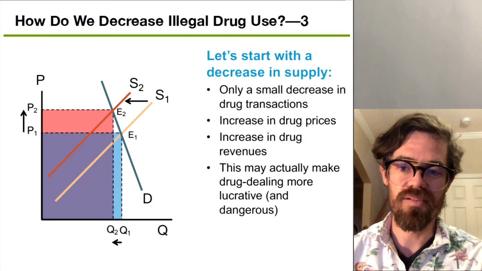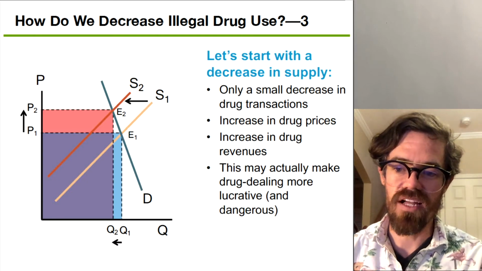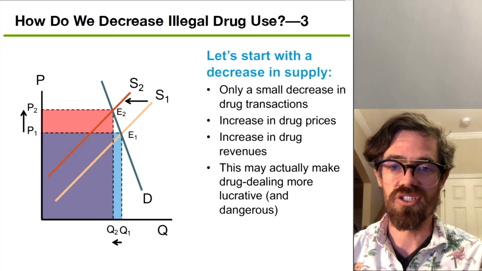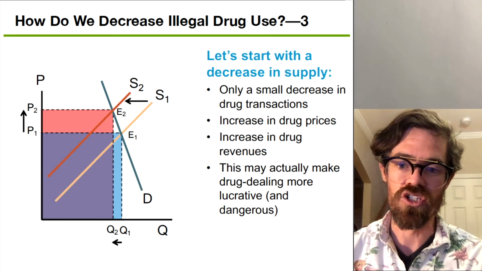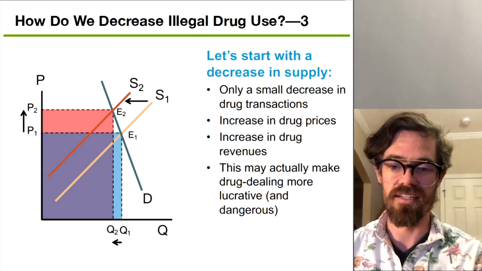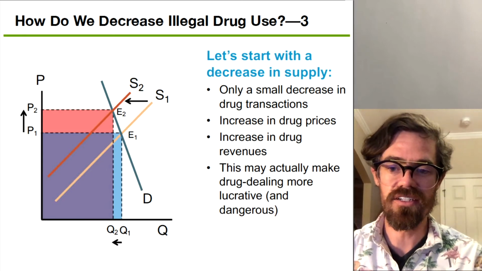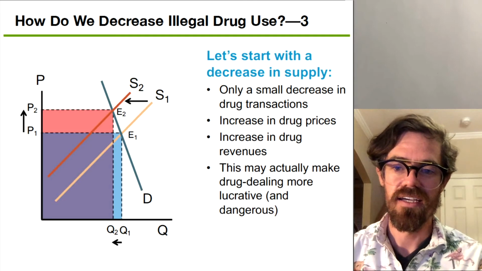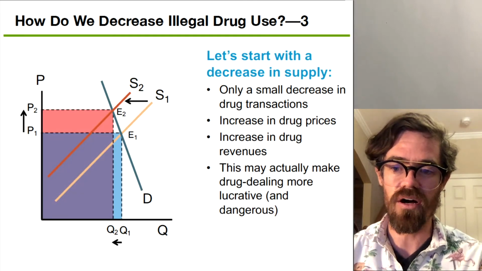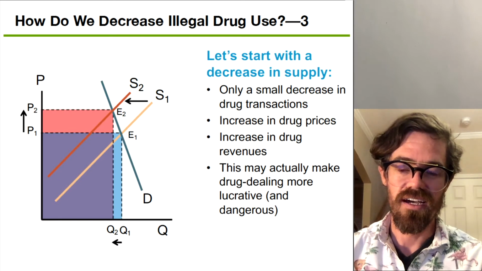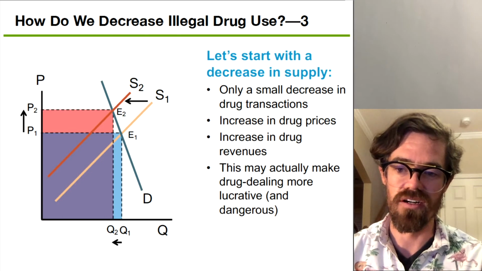So if we're targeting supply, trying to decrease supply of drugs, we wouldn't achieve either of our goals. We wouldn't decrease quantity very much, and we would actually make drug dealing more attractive and more lucrative, and potentially even more dangerous because of the money involved. So clearly targeting the drug supply is probably not the best policy action. In fact, this is why the war on drugs has failed for so long.